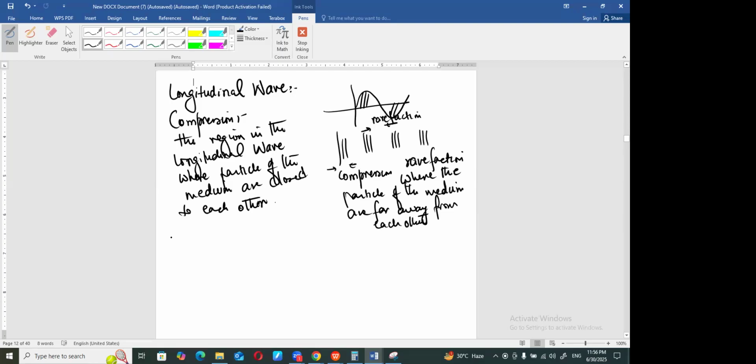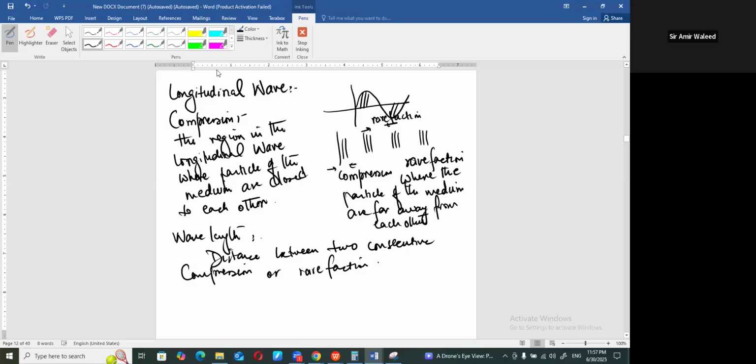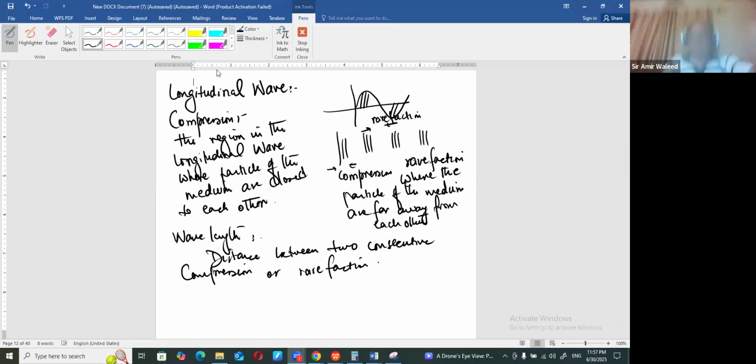In that case, what is wavelength? A bit different, right? Distance between two consecutive compressions or rarefactions. Other than that, all the definitions are the same. Frequency, time period, everything is the same, no difference at all, right? Everything is 101% the same.